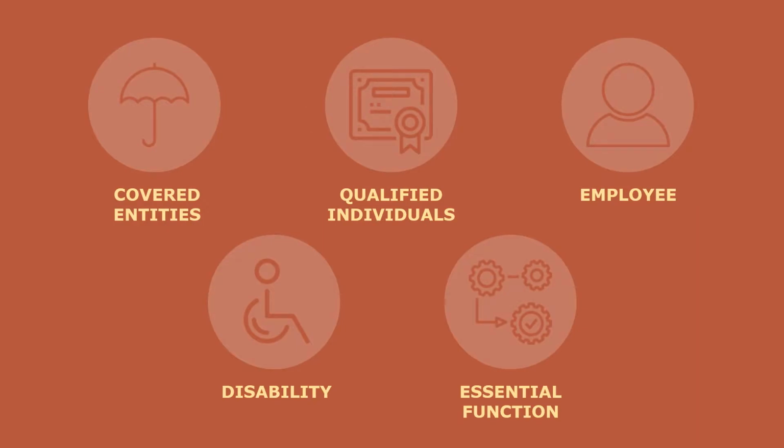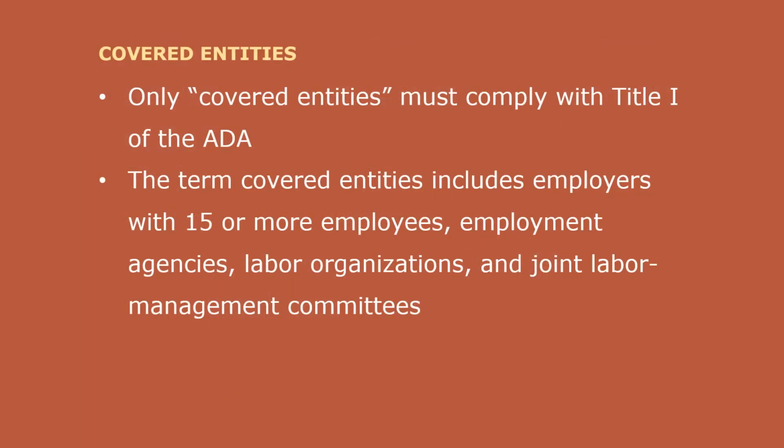There are 5 important definitions that all human resource professionals need to understand when it comes to the ADA. They include covered entities, qualified individuals, employee, disability, and essential function. Only covered entities must comply with Title I of the ADA. The term covered entity includes employers with 15 or more employees, employment agencies, labor organizations, and joint labor management committees.